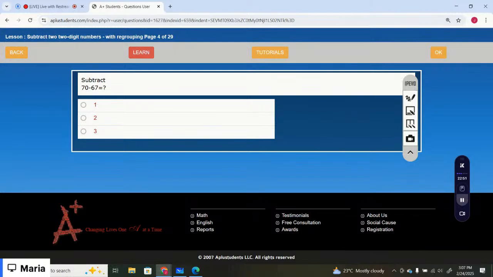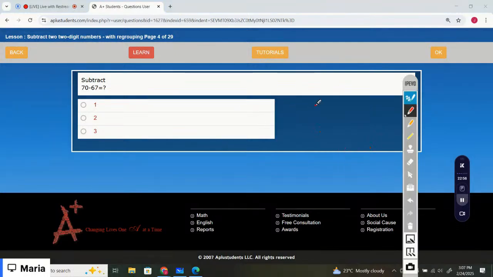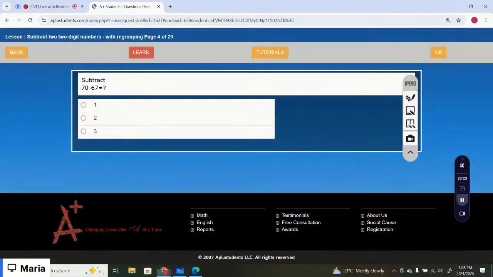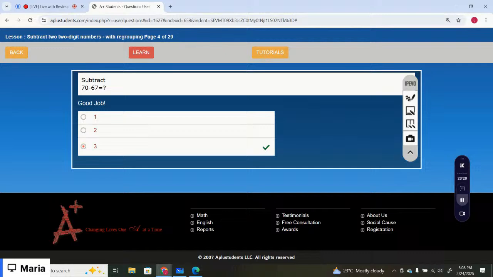Seventy take away 67. So you cannot subtract 7 out of 0, so you need to borrow 1. 10 take away 7 is 3 and 6 take away 6 is 0. So that is 3. 70 take away 67 is 3.